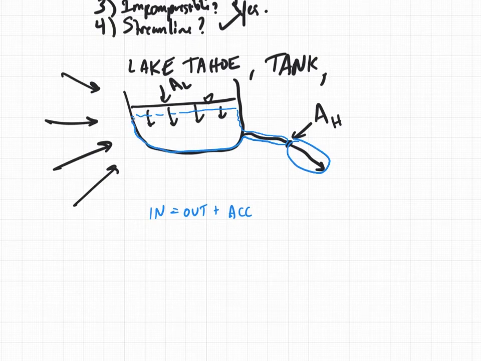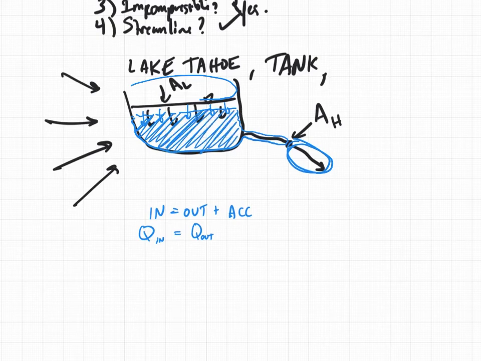Okay, there's my control volume. So what's flowing into that control volume? Well, it's all this stuff that's flowing down into it. So that's going to be Q in. Now what's flowing out? It's whatever's coming out right here, Q out. What's accumulating? Based on where I drew my control volume, nothing's changing, because I decided to put the control volume below the surface.